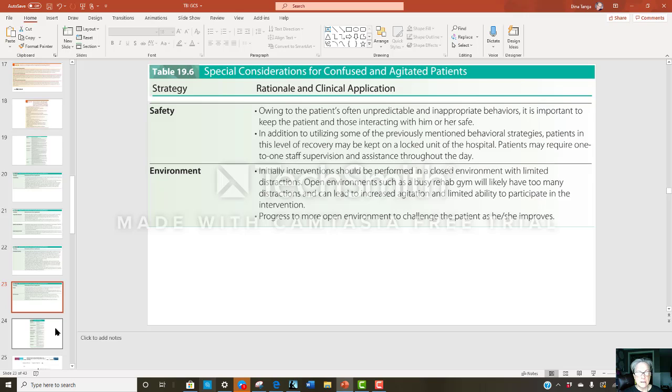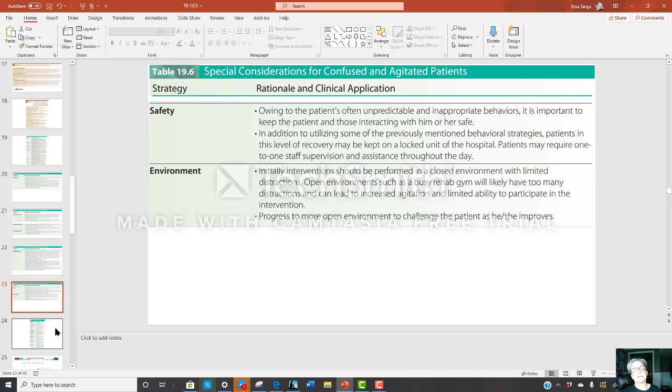Environment. Initially, interventions should be performed in a closed environment with limited distractions. Open environments, such as a busy rehab gym, are likely to have too many distractions and can lead to increased agitation and limited ability to participate in the intervention. Progress to more open environments to challenge the patient as the patient improves.